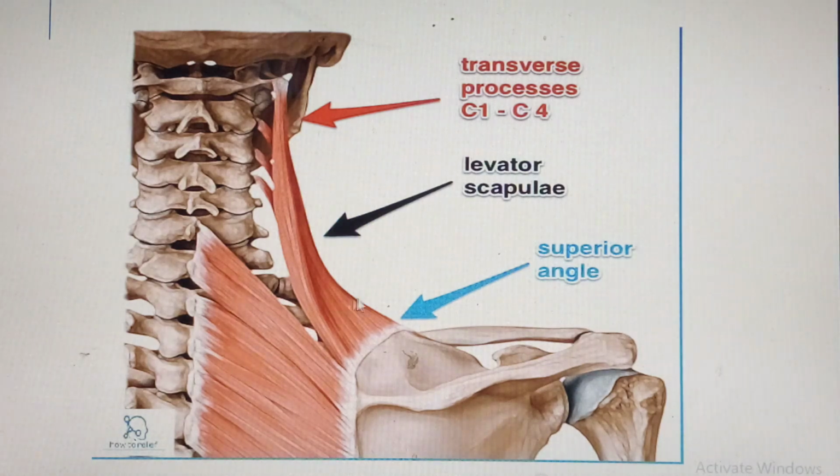That is the levator scapulae muscle. And remember, apart from being supplied by the dorsal scapular nerve, whose root value is C5, it will get some additional innervation from the C3 and C4 ventral rami of the spinal nerves. So please appreciate these.